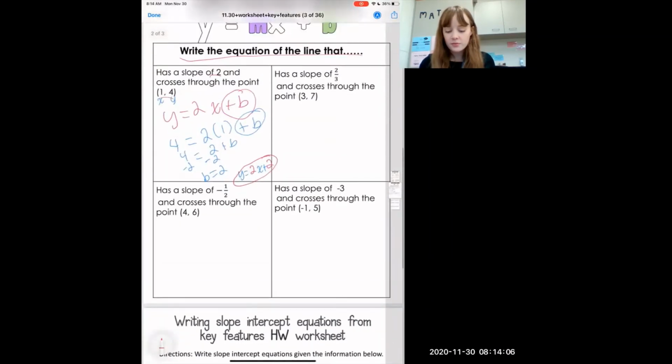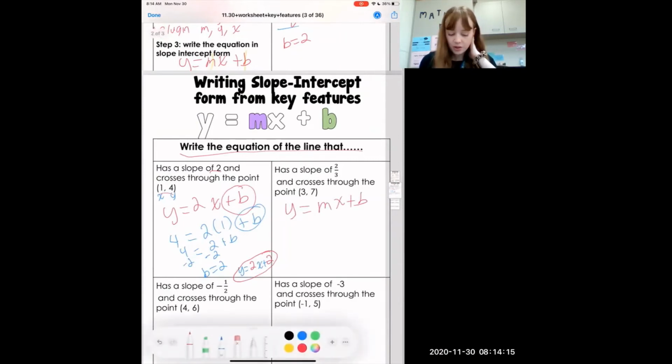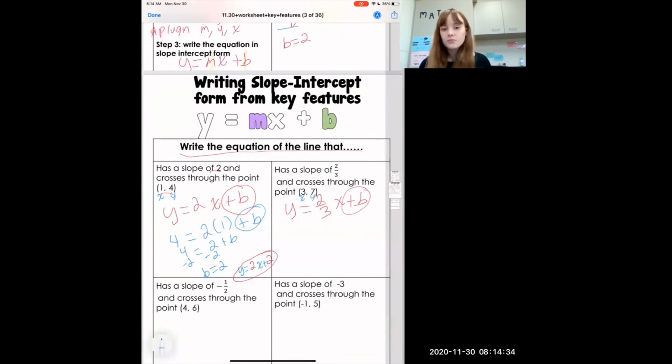We have y equals mx plus b. Let's figure out what we know. Well, it has a slope of 2/3, so I can throw away that m and replace it with 2/3. And it says it crosses through the point 3, 7. Well, that doesn't tell me the y-intercept, so I have to keep moving. So I need to replace the x and the y with 3 and 7.